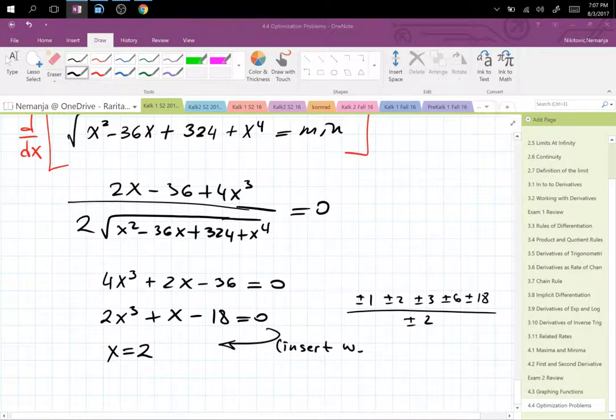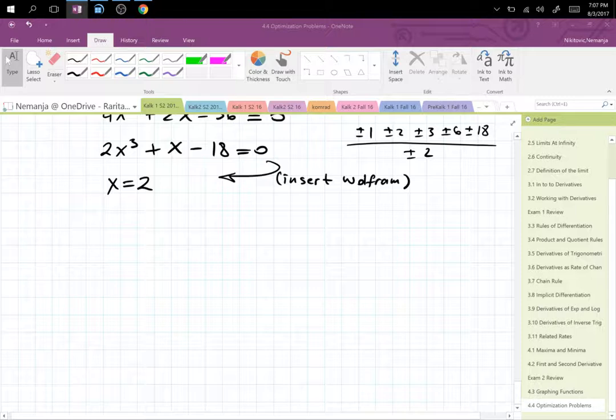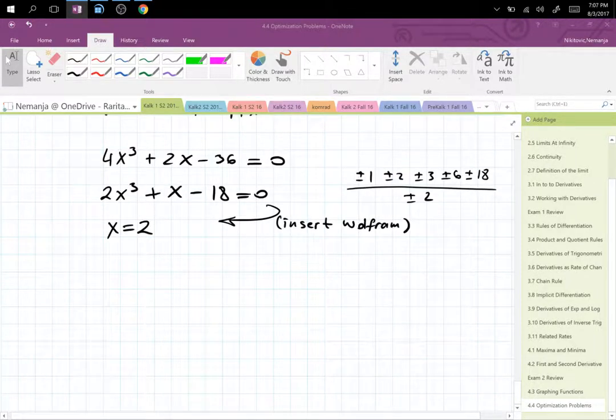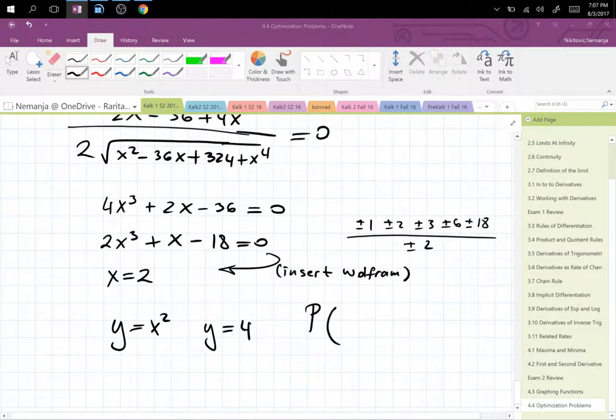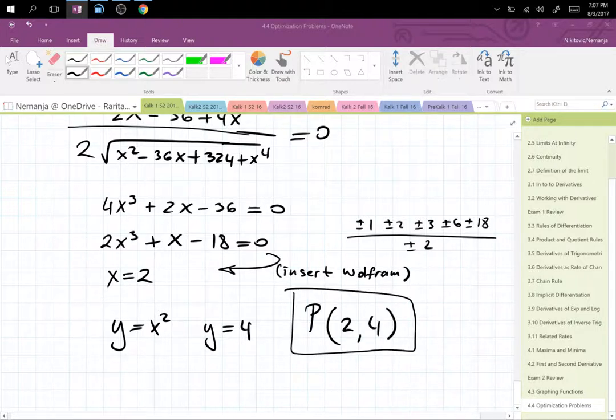Insert Wolfram. There we go. So now I have that x is equal to 2. And we know that y is x squared, so y is 4. And what is the point P? Point P is (2, 4). That's the point on the x squared graph that is closest to the point (18, 0).